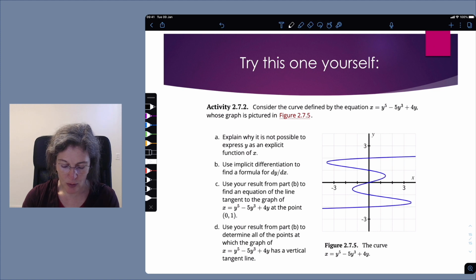So what I'd like you to do is spend a bit of time working through these 4 parts. Explain why we can't express y as an explicit function of x. Then do the whole implicit differentiation thing. Then use what you find to find the equation of a tangent to the graph at a particular point, in this case 0, 1. So we haven't really looked at that before, but you know how to find the equations of straight lines if you know their slope and a point on them, so go forth and do that. And then think a little bit in part D about how you would work that. So give that a go and come back and we'll talk about it.